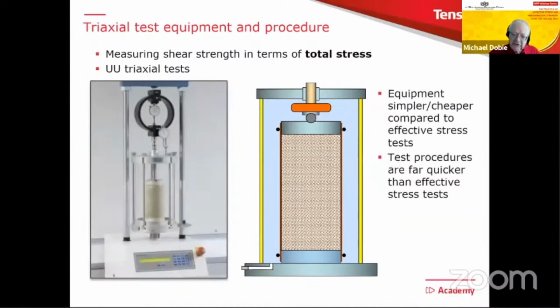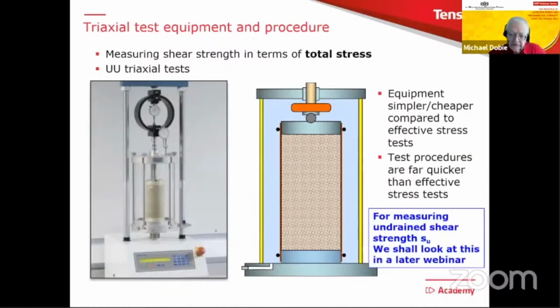The equipment is fairly simple to do this. And in most soil laboratories, the total stress triaxial equipment will be out in what we might call the general laboratory because it's a fairly simple test to do. And we will look a bit more at this one in a later webinar when we talk about undrained shear strength. But for today, I'm going to leave that behind because I want to concentrate on what we call the effective stress tests.